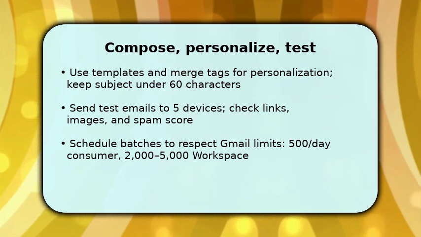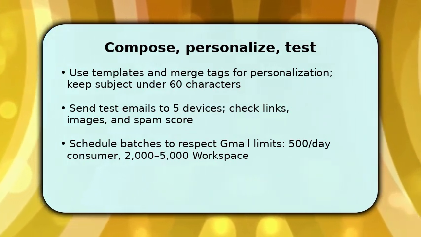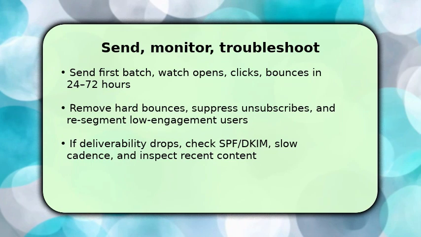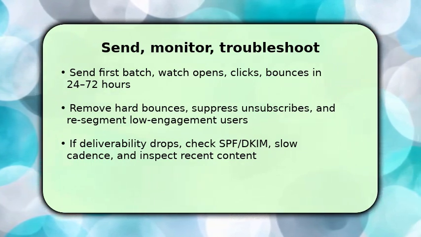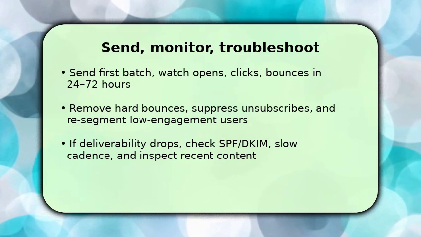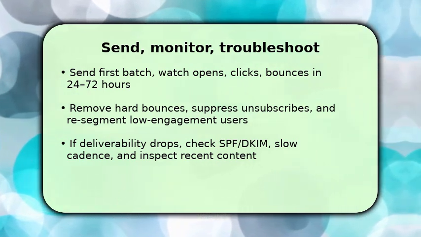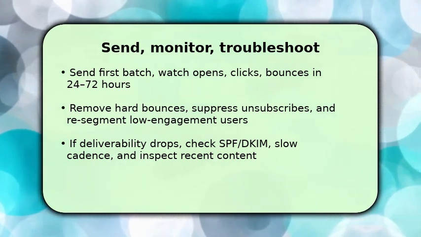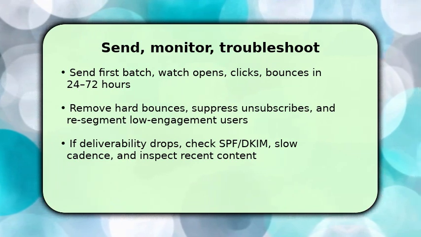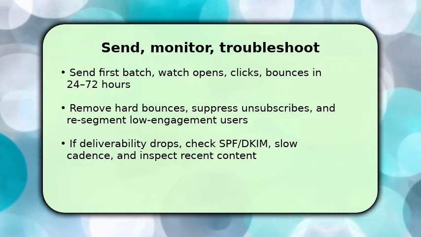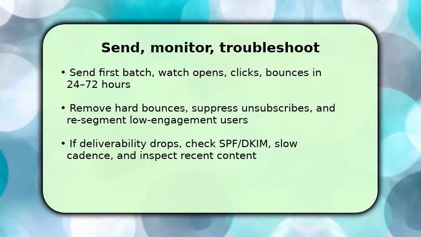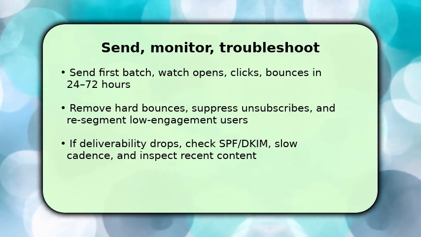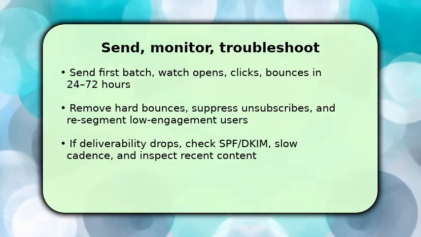Finally, review engagement expectations and adjust cadence so you deploy the first batch and monitor results closely for the next 1 to 3 days. Track opens, clicks, bounces, and unsubscribe rates. Once you see hard bounces, suppress those addresses immediately and remove unsubscribes to protect your sender reputation. If engagement is low, resegment or re-engage with a win-back sequence. Should deliverability fall, check SPF/DKIM records, reduce send cadence, and review recent subject lines or content that might trigger filters. These steps fix most common problems quickly.